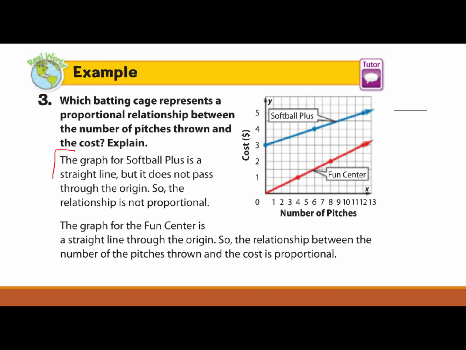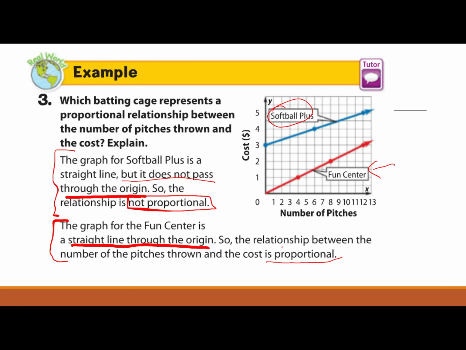The graph for softball plus is a straight line. So this one right here, it's a straight line, but it is not passed through the origin. So the relationship is not proportional. Okay, let's look at fun center. This is fun center right here. Fun center is a straight line through the origin. So the relationship between the number of pitches thrown and the cost is proportional. So this one was proportional because it's a straight line through the origin.